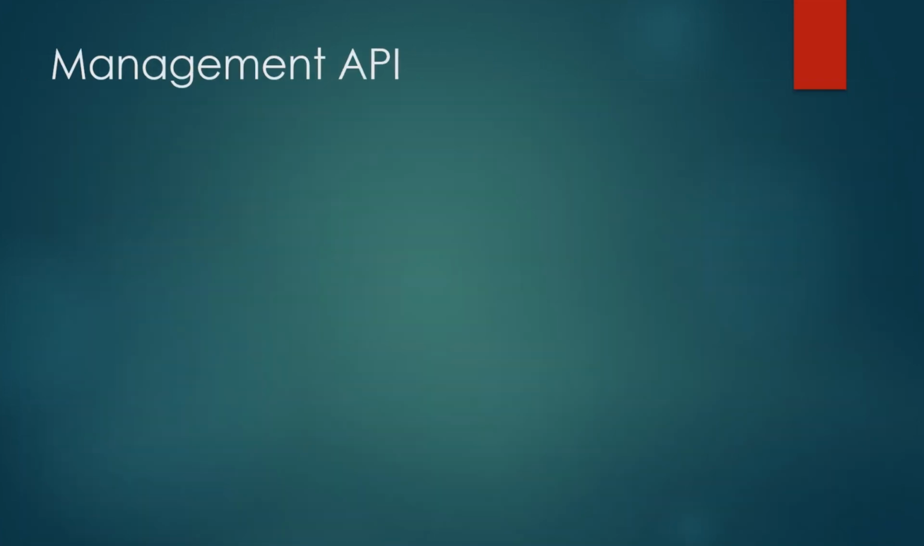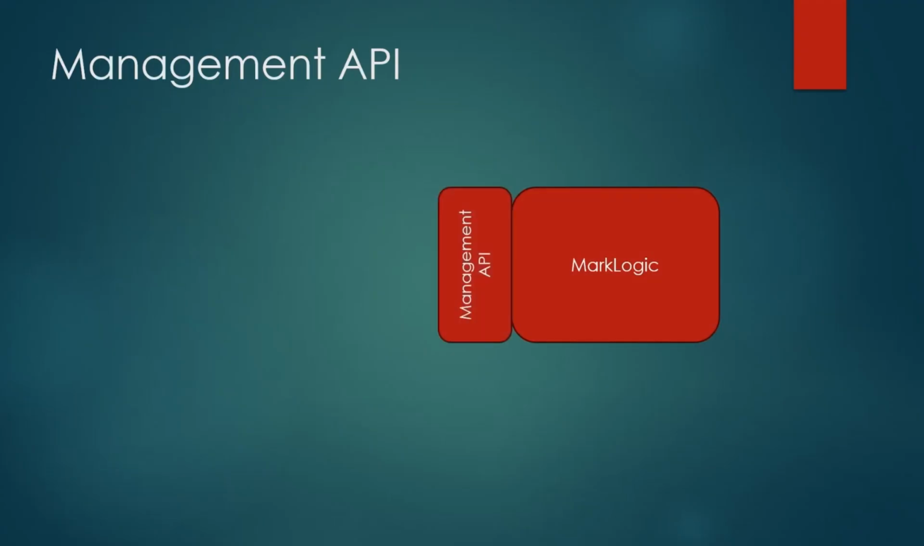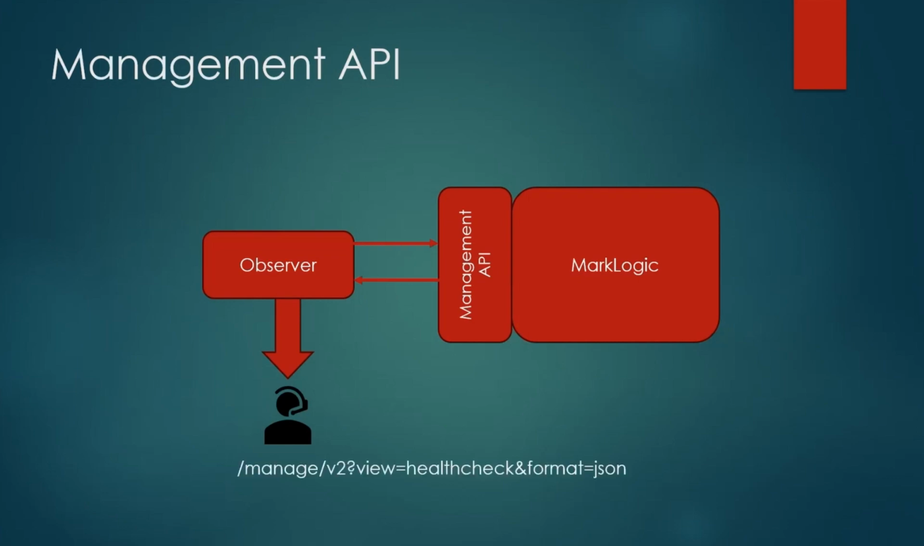So that's if we want to look back at something that already happened, but we really want to observe and monitor in real time. So we've got our MarkLogic cluster, and the management API is one way that we can talk to that. So imagine we've got an observer of some sort that's sending requests to that management API, getting back responses, and as appropriate, it can then send notifications to someone, an administrator or someone else with the ability to do something about it.